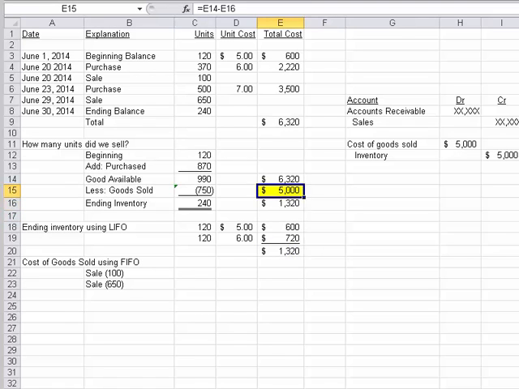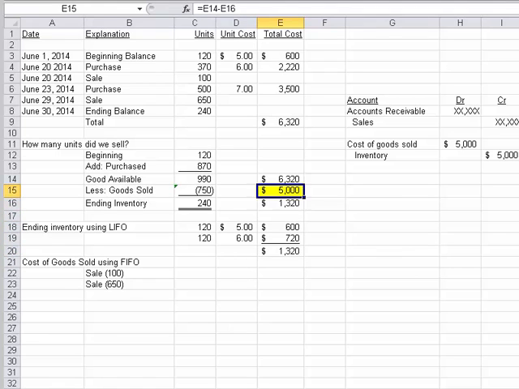If ending inventory is now 1320, then we can force the cost of goods sold to be 5,000. Why does that work? Because we take the goods available less the ending inventory to equal the cost of goods sold. Or you can go the other way: take the goods available less what you sold, and that will equal ending inventory.